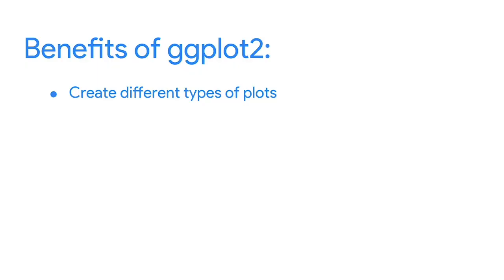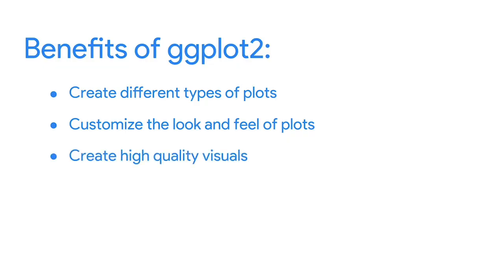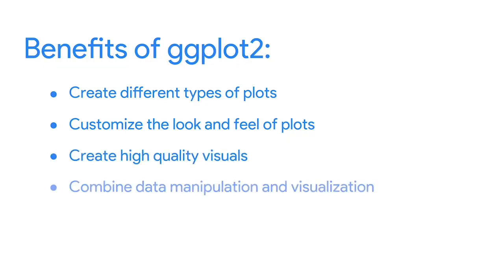You can create all different types of plots, including scatter plots, bar charts, line diagrams, and tons more. You can change the colors, layout, and dimensions of your plots and add text elements like titles, captions, and labels. With just a little bit of code, you can create high-quality visuals. Plus, ggplot2 lets you combine data manipulation and visualization using the pipe operator.